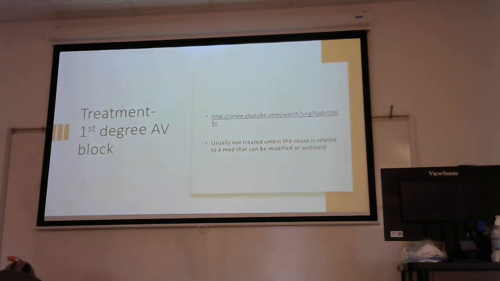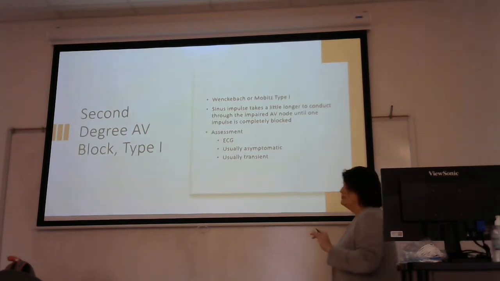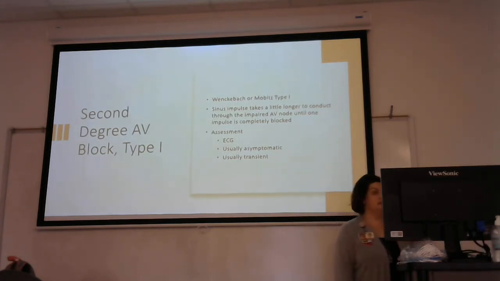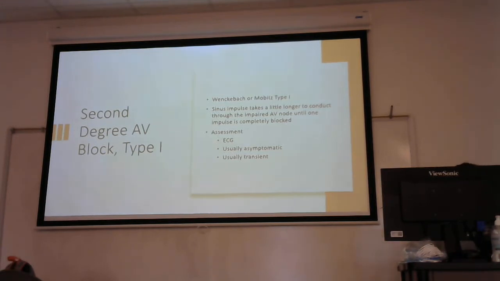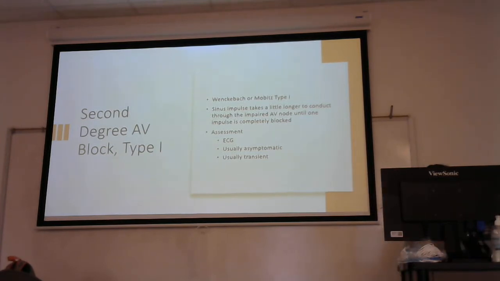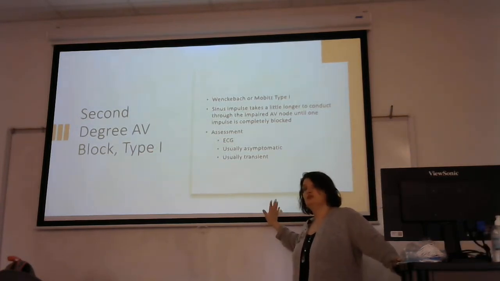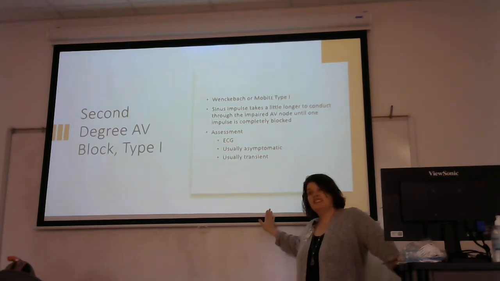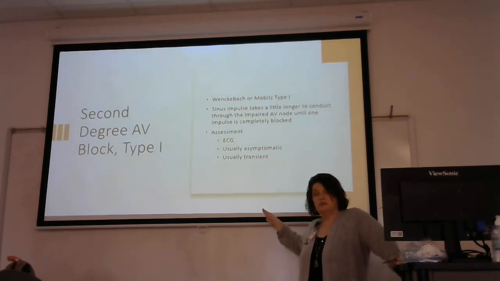Okay? Now, let's go to our secondary blocks. These are true blocks, so let's talk a little bit about them. You have second degree type 1. Oftentimes, in clinical practice, it'll be referred to as Wenckebach. So what's happening here is impulses take a little longer to conduct through that AV node until one impulse is completely blocked. And when an impulse is completely blocked, if you look on your EKG, what you will see is a dropped QRS, because it failed to conduct from the atria to the ventricles. Okay?